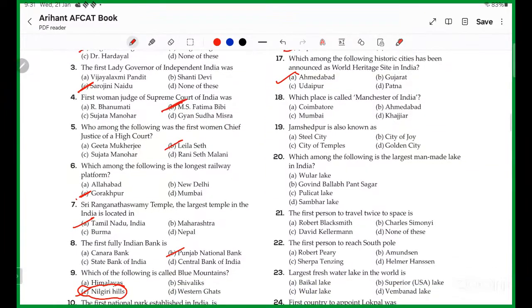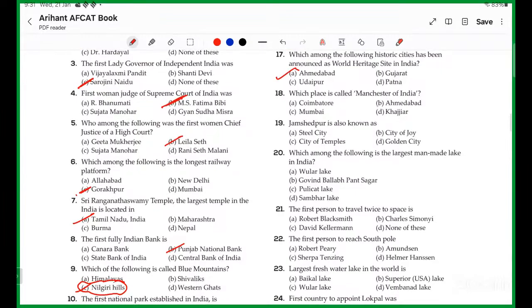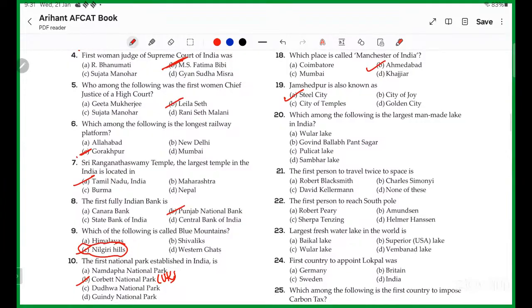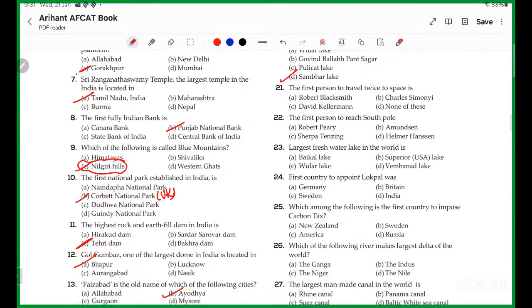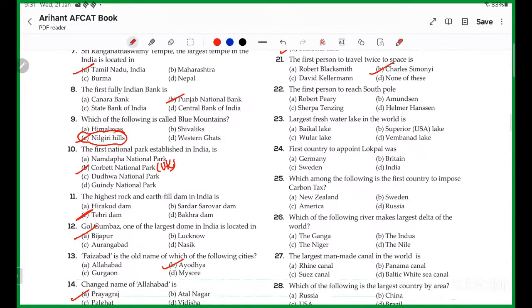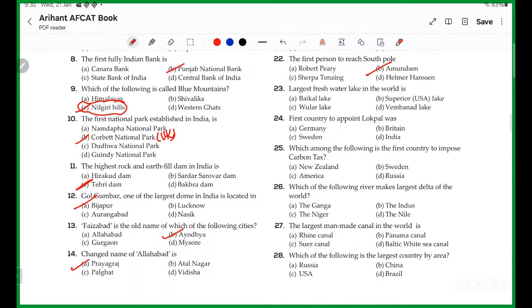Which place is called the Manchester of India? Ahmedabad. Jamshedpur is also known as the City of Steel, Steel City. Which of the following is the largest man-made lake? Sambhar Lake. The first person to travel twice to space is Charles Simonyi. The first person to reach the South Pole was Amundsen. The largest freshwater lake in the world is Superior.